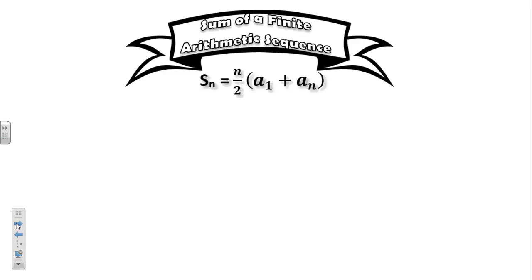The sum of a finite arithmetic sequence is obviously, if it's infinite, we're never going to be able to sum it up. These numbers we keep adding common differences and get further and further away from the beginning of our sequence. But the sum of a finite arithmetic sequence is given by the formula S sub n is equal to n over 2 times the first term plus the last term.